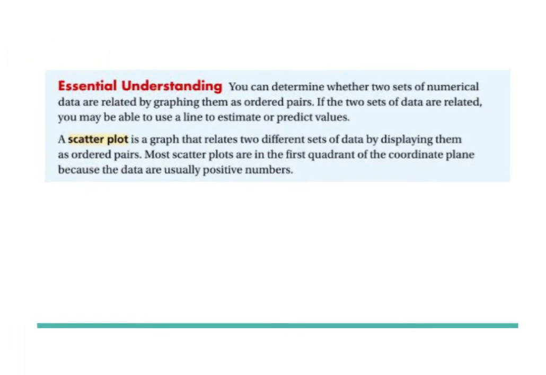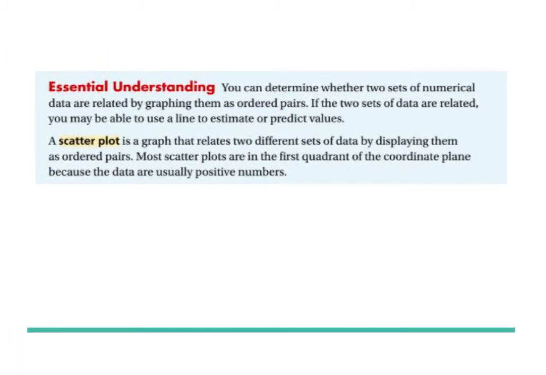Our essential understanding: you can determine whether two sets of numerical data are related by graphing them as ordered pairs. If the two sets of data are related, you may be able to use a line to estimate or predict values. Make sure you get this definition in there. A scatter plot is a graph that relates two different sets of data by displaying them as ordered pairs. Most scatter plots are in the first quadrant of the coordinate plane because the data are usually positive numbers. Okay?